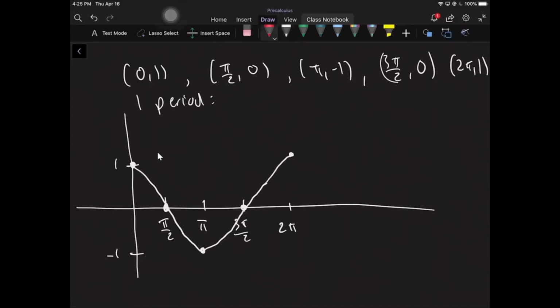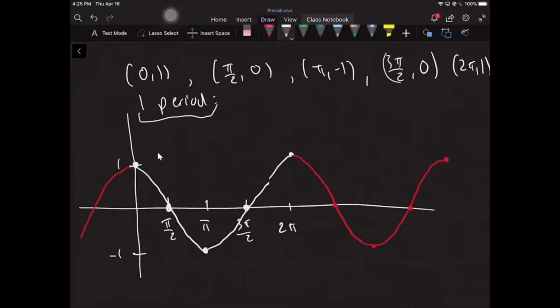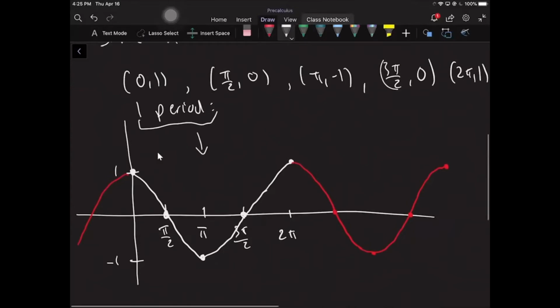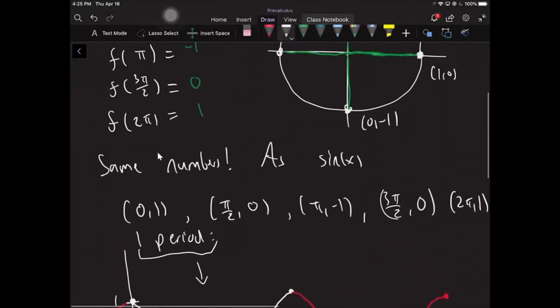And then it would repeat itself, so I'll just draw another period of it. It would look the same if you kept going. If you kept rotating around the circle and plugging in those angles that you get by rotating, it would just look exactly the same, except over here, and you can also rotate backwards. Same idea. But we're just graphing one period, so we always just graph this part here. Okay, so that's the graph of cosine of x, one period of it.